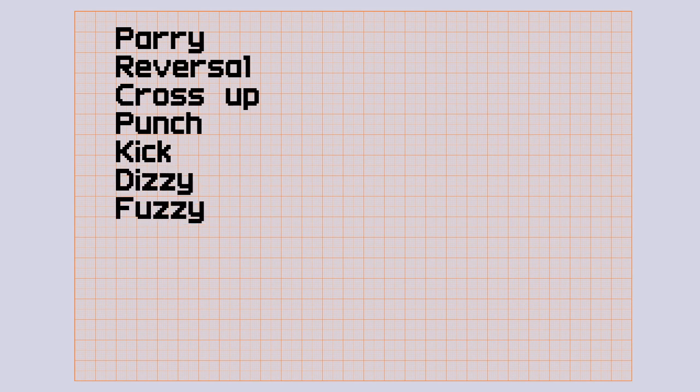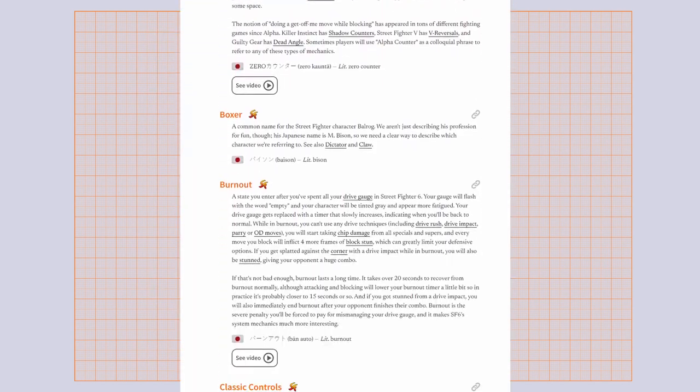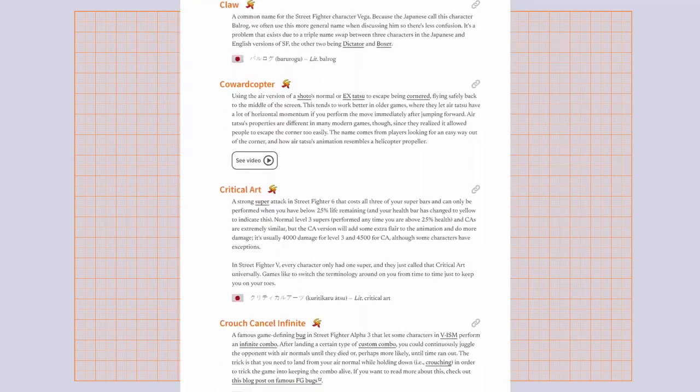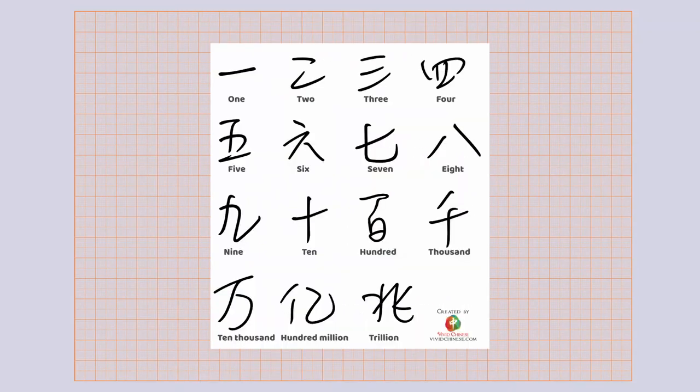Dizzy, fuzzy, tech, stun, launch, punish. There's a short list of pretty basic terms. If you go into the fighting game glossary as a translator, you'll go, oh fuck, how in the damn universe am I supposed to translate that? Also, numbers and languages behave very differently.